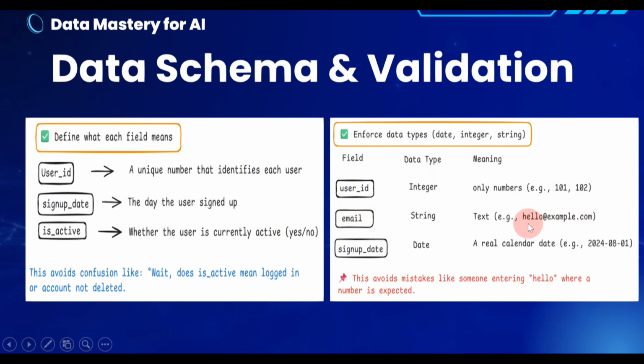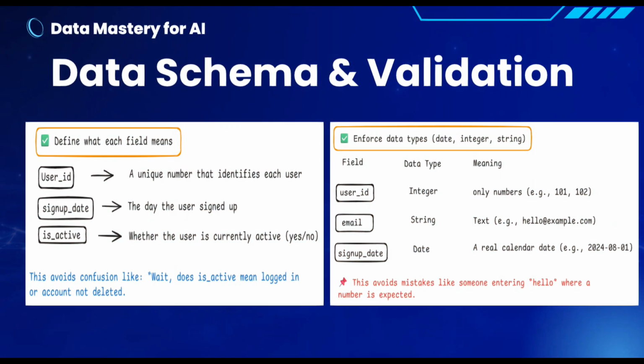Here the email is simple text, so we can say that it is a string value. And now sign up date has a proper date format, right? So we can say that it comes under the data type date. So this avoids mistakes like someone entering hello where a number is expected.